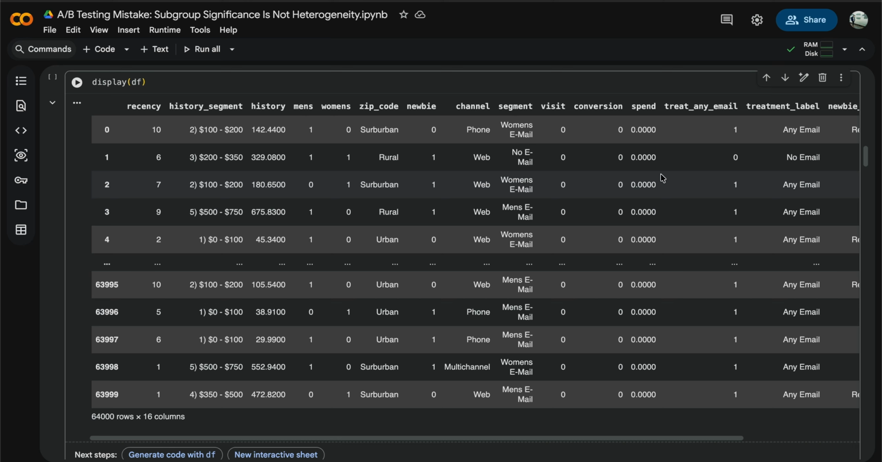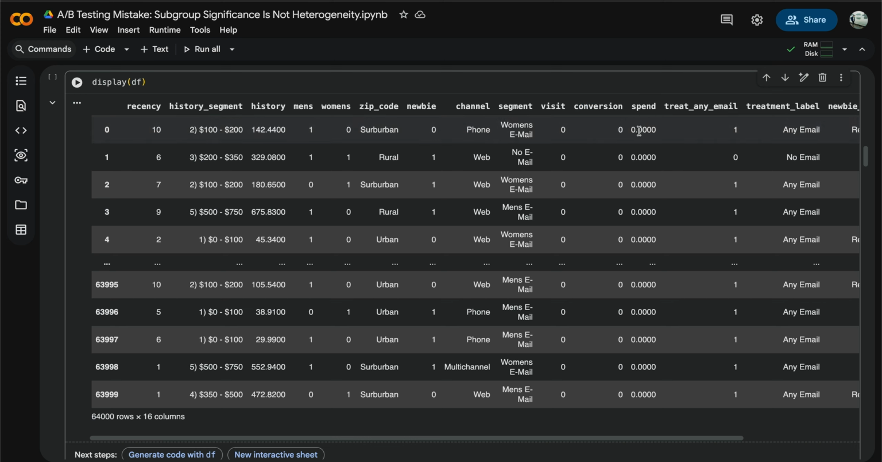We have the randomized experiment assignment. Some customers received the email. Some of the customers did not receive the email. After the email assignment, the company measured the outcomes over the next 2 weeks: whether the customer visited the website, whether they converted, 0 or 1, and how much they spent.